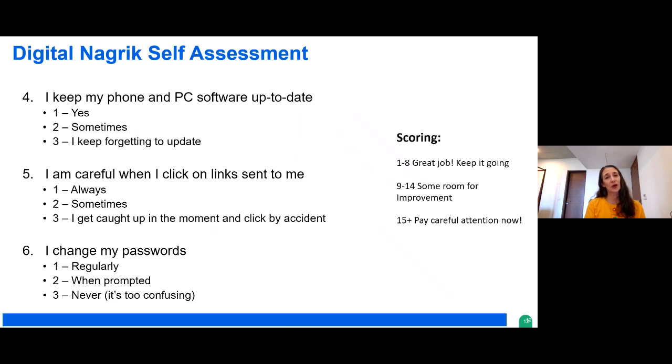So here's your scoring. If you have a score of 8 or below, you're doing a great job. If you have a score of 9 to 14, there are definitely some lessons that you can take away from the material that we're going to go through. And if you have a score of 15 or above, sit up and let's take some notes, because I want you to feel more safe and secure by the end of this session.